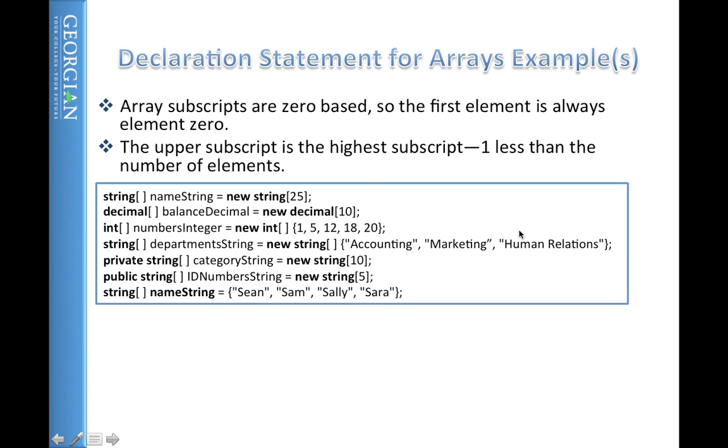But I'm talking about this example here, where you have accounting, marketing, human relations, or 1, 5, 12, 18, 20, one of those things. What if I wanted to add another value? Can I? No, because you typecast it to hold only the number of items at the set location.